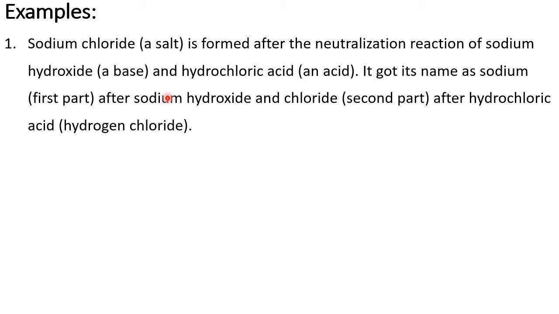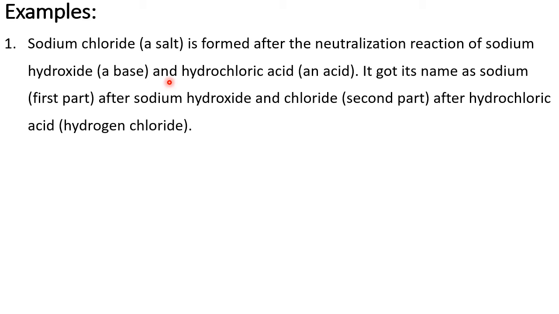Sodium chloride is formed after the neutralization reaction of sodium hydroxide and hydrochloric acid. So sodium is taken from the base, the cation is taken from the base, the anion is taken from the acid. So what is the formula for sodium hydroxide? NaOH. In NaOH, the positive part is Na plus 1. So Na plus 1 is taken from the base.